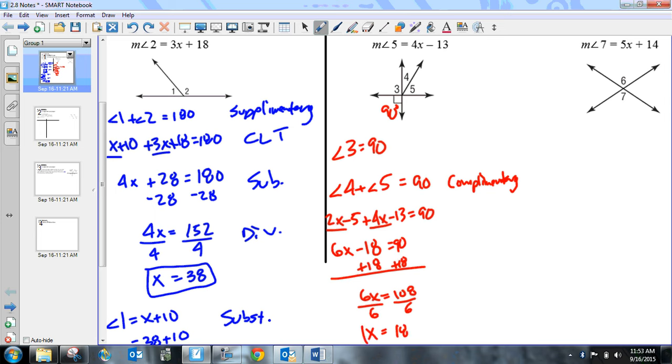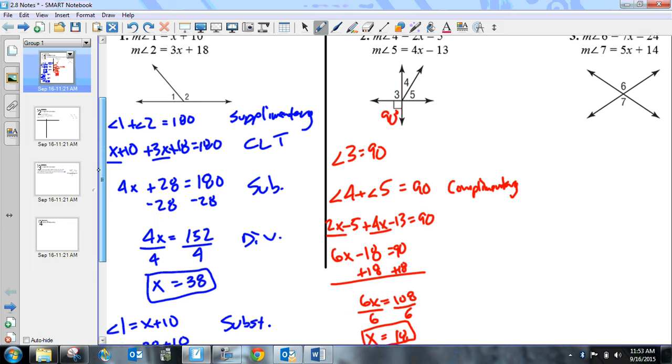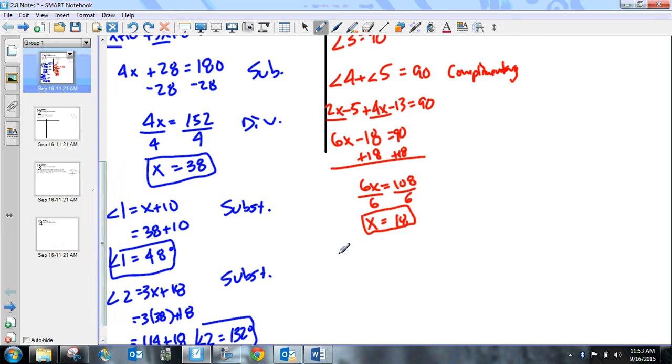So now that I know that x is equal to 18 in this case, I got to substitute it back in for angle 4 and angle 5 to find those measures. So angle 4 is 2x minus 5. If I substitute 18 in, I get angle 4 is equal to 2 times 18 minus 5. So that's going to give me 36 minus 5, which ends up giving me 31 degrees, pretty sure. Okay, so angle 4 is 31 degrees.